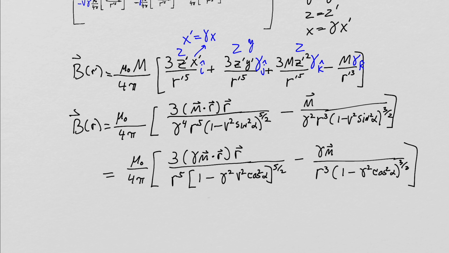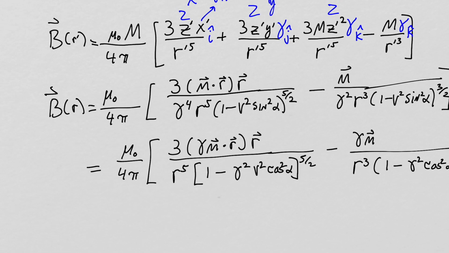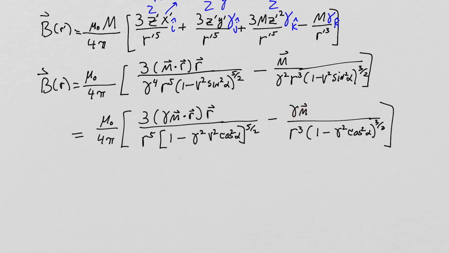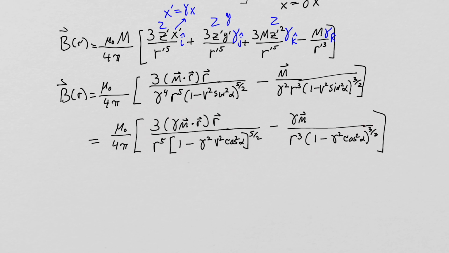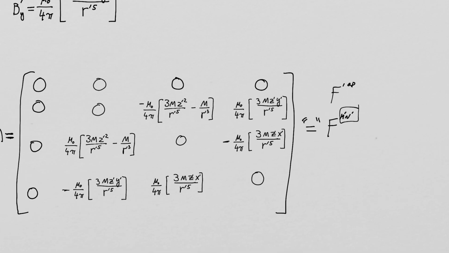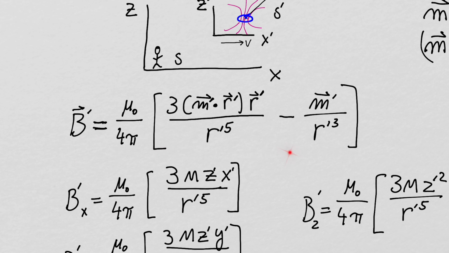What we will do is we will take this gamma to the fourth, we'll multiply the numerator by gamma and we'll multiply and divide by gamma. And so we end up with gamma m as the magnetic moment. And then we have r to the fifth downstairs. Same thing up here. We have gamma m and r to the third. And now this looks exactly like the original formula for the magnetic moment.